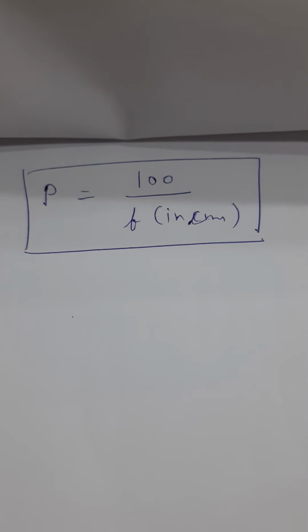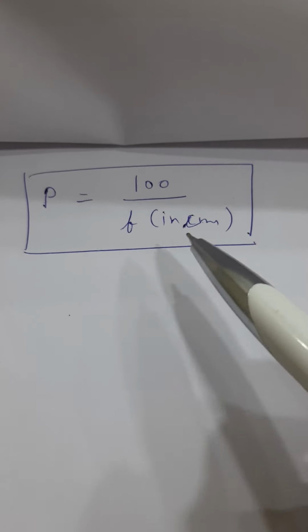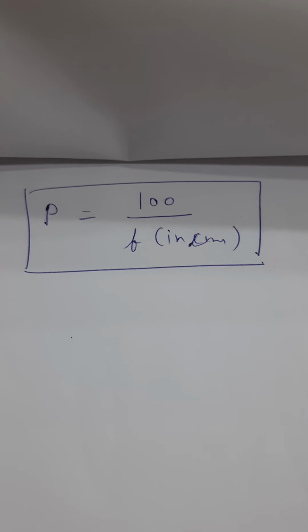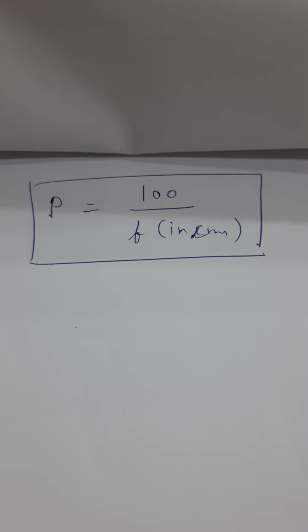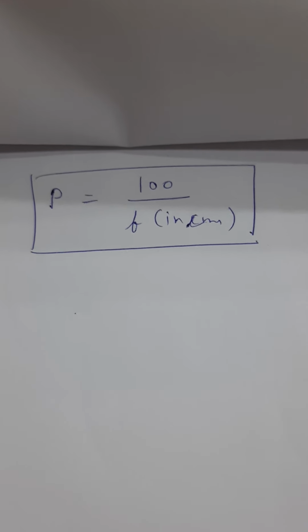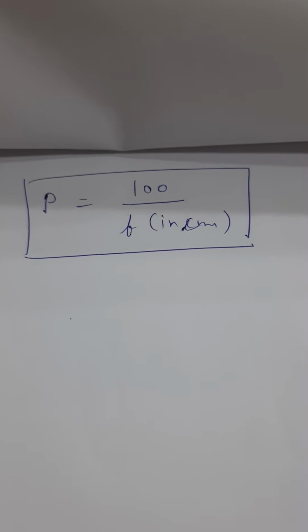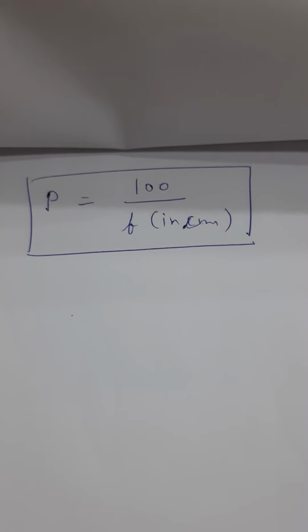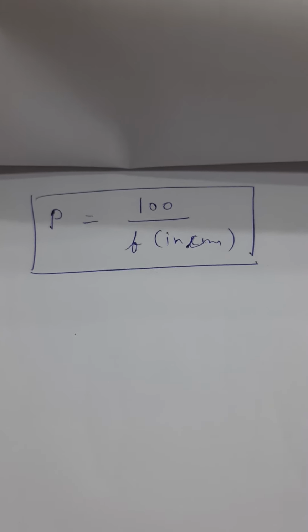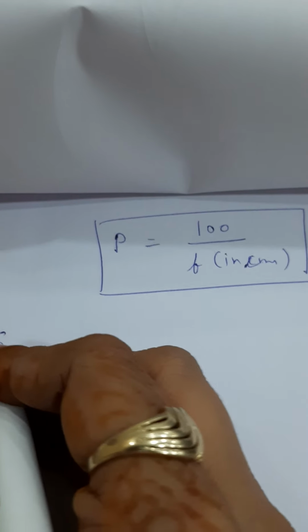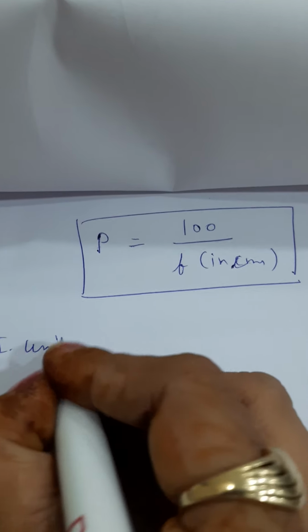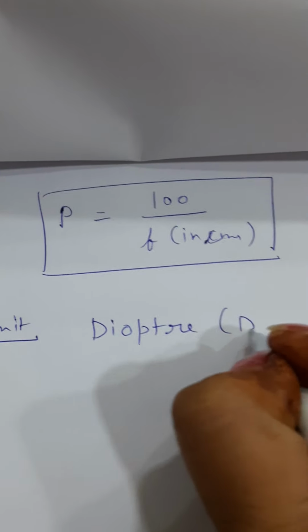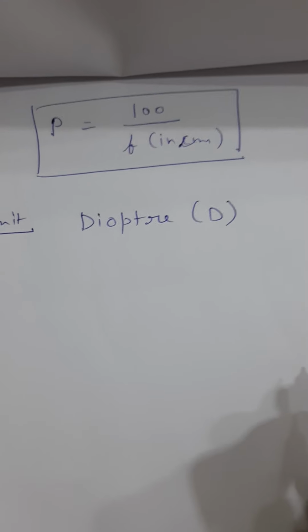But it is advised that rather than using this formula, you convert it into meters and then use it, so that you can justify it with the definition. If you are going to write the definition of power of a lens, then you will write reciprocal of focal length, but focal length should be in meters. It is mandatory to mention in the definition that you are taking focal length in meters. Okay, what is the SI unit of power of a lens? The SI unit is diopter, represented by capital D. This is a very common question.